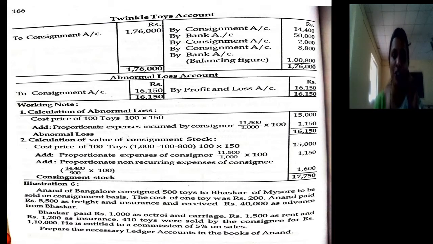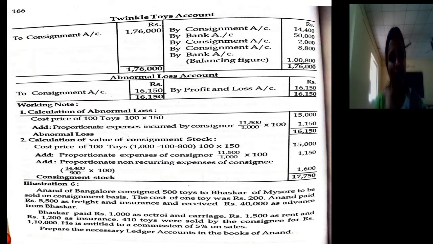So there is no information relating to abnormal loss. How many toys were consigned? 500. There was no normal loss, there was no abnormal loss. Full 500 was received by Bhaskar, the consignee, but he sold only 410 toys. So there is a closing stock to the extent of 90 toys with Bhaskar. So we need to calculate closing stock. What they asked: prepare necessary ledger account in the books of Anand. Necessary ledger accounts in the books of consignor means consignment account, consignee's account, and goods sent on consignment account.